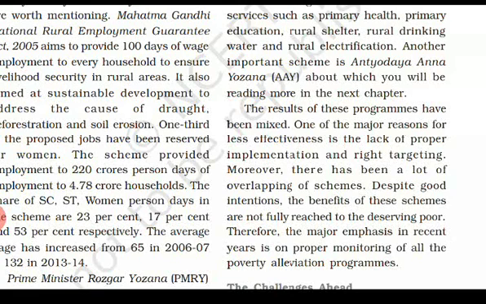Moreover, there has been a lot of overlapping of schemes. Despite good intention, the benefits of the schemes have not fully reached the deserving people. Those who are actually deserving could not be reached. Therefore, the major emphasis in recent years is on proper monitoring of all the poverty alleviation programs. The people who were actually in need were not being provided by such programs. So you can say the result of these programs has been mixed.